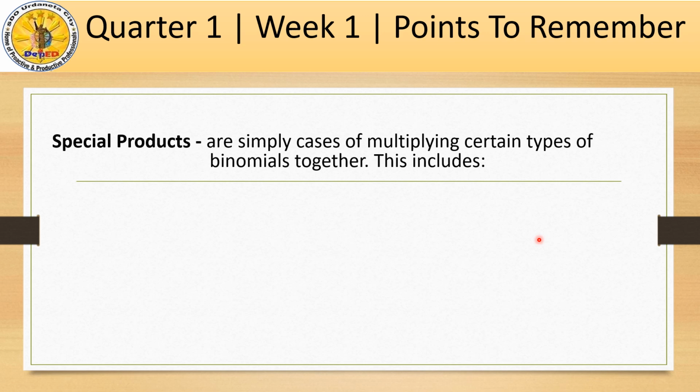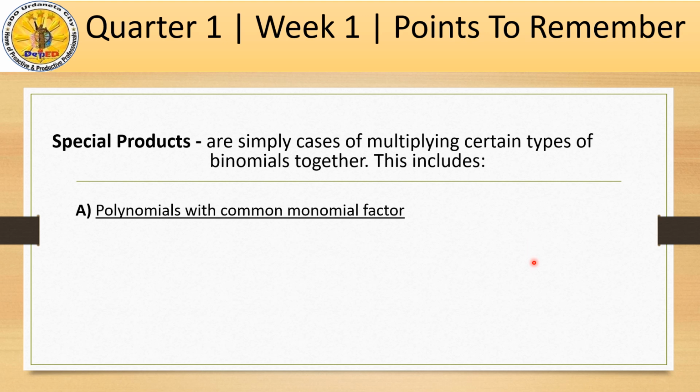Points to remember. Special products are simply cases of multiplying certain types of binomials together. This includes A. Polynomials with common monomial factor. Example, 2xy multiplied by the quantity 3x squared y squared plus 4xy. So, 2xy is the monomial and the polynomial is 3x squared y squared plus 4xy.